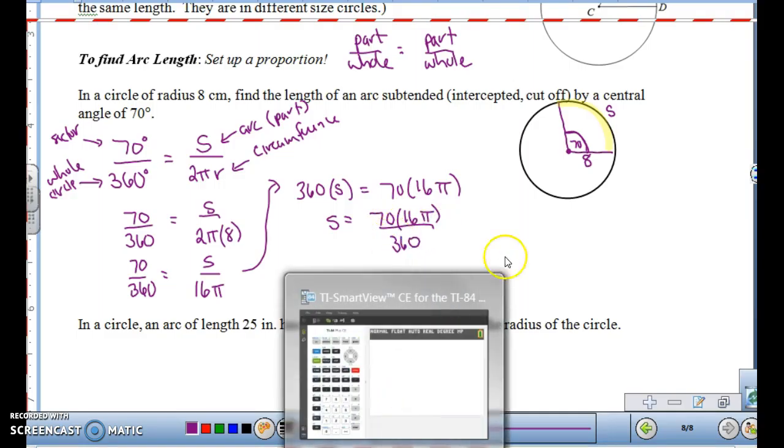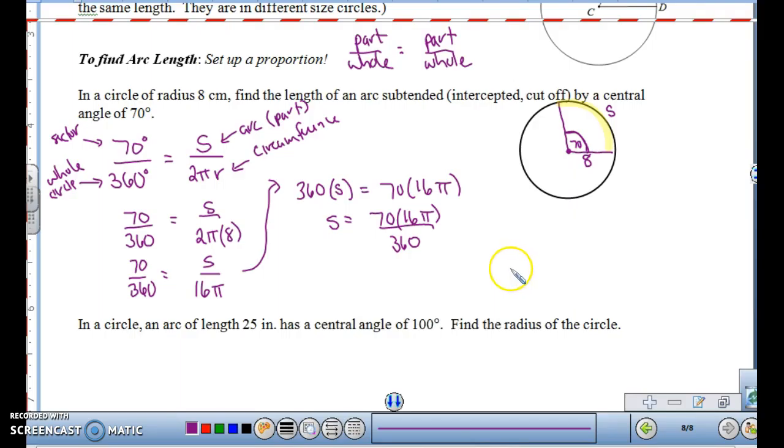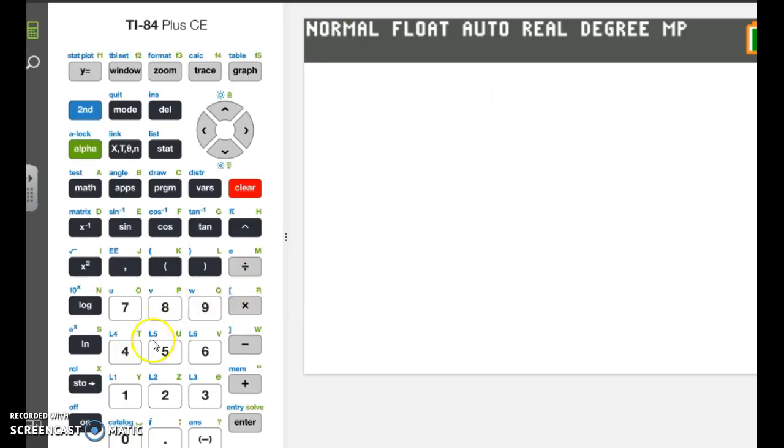All right, so all we have to do is go to our calculator, and we're going to round this off. I can multiply this out if I want to. 70 times 16 is 1120 pi over 360, because these all multiply together. I'm going to put this in my calculator and round it off. So we have to do 1120 pi, use your pi key, and then divide it by 360.